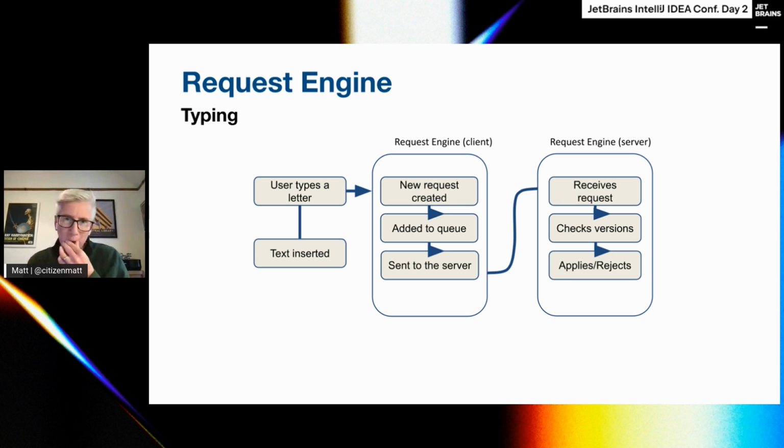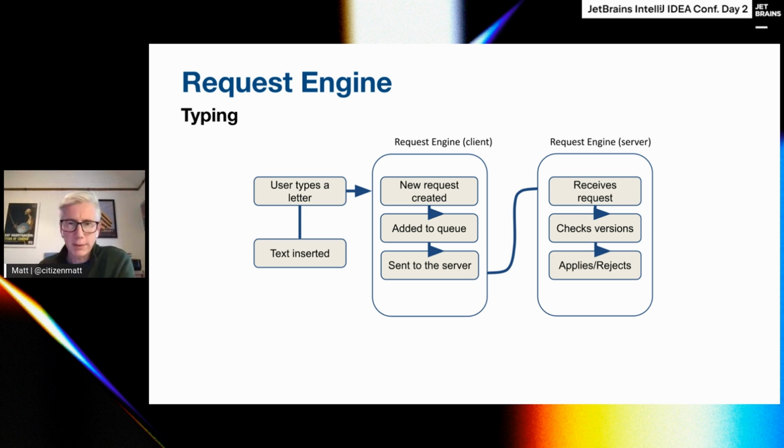If we want to take a look at this in a little bit more detail, we can look at a diagram which has got very big arrows, which is not quite the plan, but we can ignore the big arrows. This is the process of what happens when you type. The user types the letter and two things happen. Firstly, we insert the text in the local editor, because we're doing optimistic updates and we think it's going to work. We then also have the request engine, which creates a new request, a new change, which is going to be added to the queue and then sent to the server. So the next item will get sent to the server. The server itself receives this request, it checks versions, and then it applies the change or rejects it.